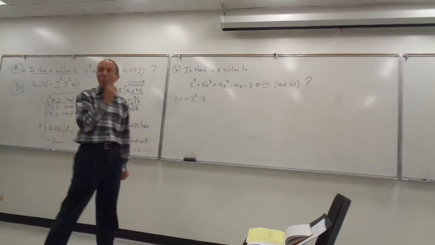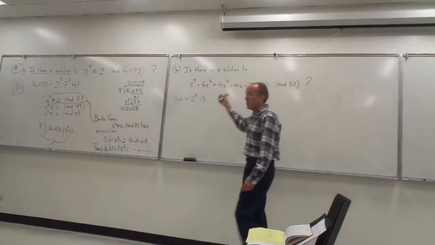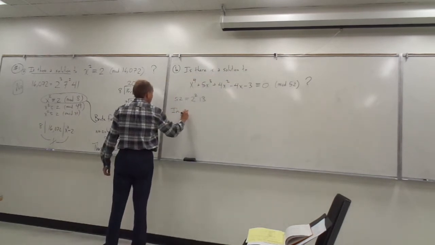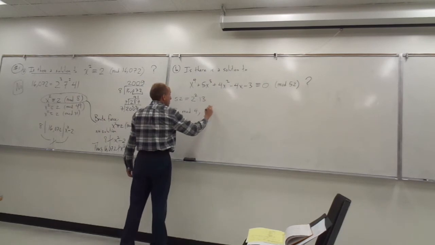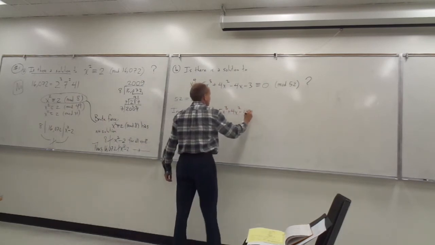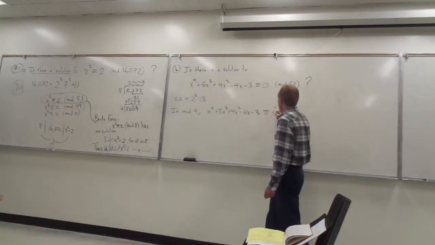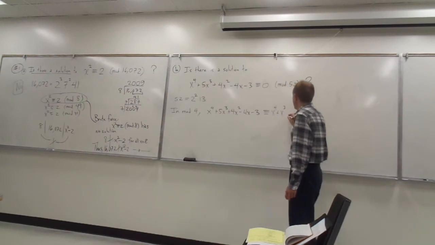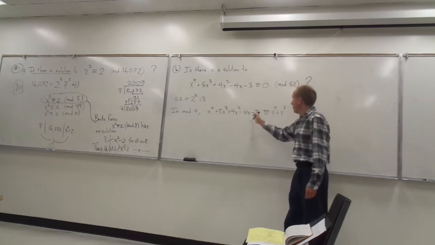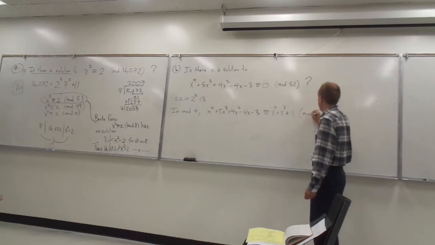4. You always want smaller mods, right? So in other words, if there's a solution mod 52, then there would have to be a solution mod 4. Let's just look at this thing mod 4. So in mod 4, x to the 4th plus 5x cubed plus 4x squared minus 4x minus 3, we can reduce it, right? I can rewrite it as x to the 4th plus x cubed, and then 0 and 0, and then minus 3 is the same as plus 1 in mod 4.